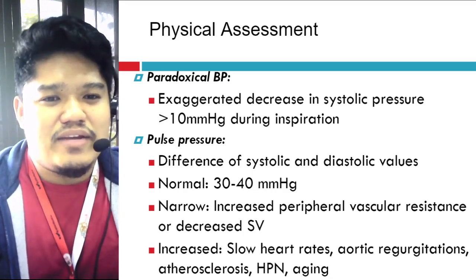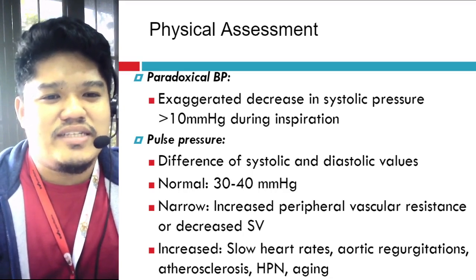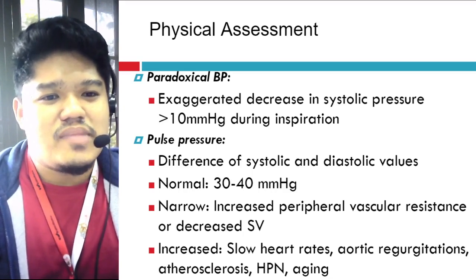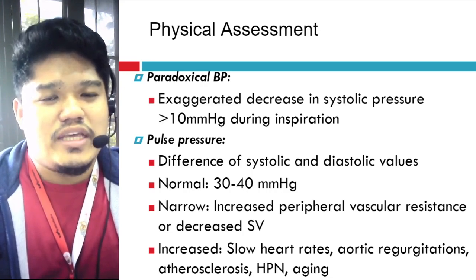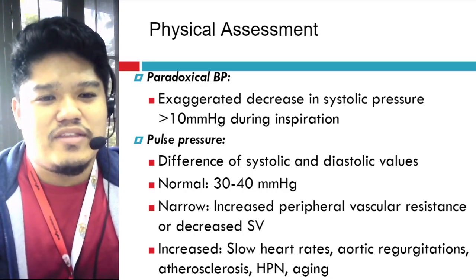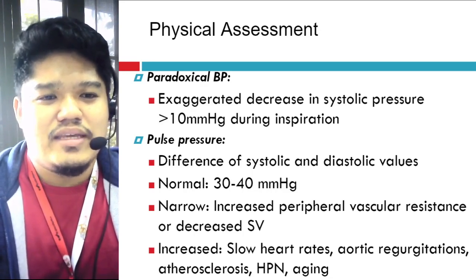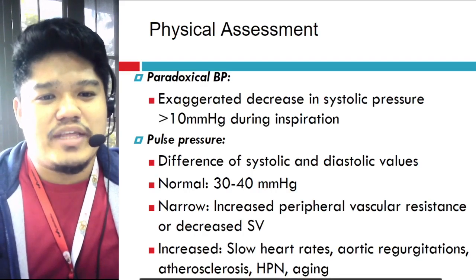It means that there would be an increased peripheral vascular resistance or decrease in the stroke volume. Usually seen also in those patients who sustained internal bleeding. An increase in the pulse pressure may indicate also slow heart rate, aortic regurgitation, atherosclerosis, hypertension, or at times brought to us by aging.